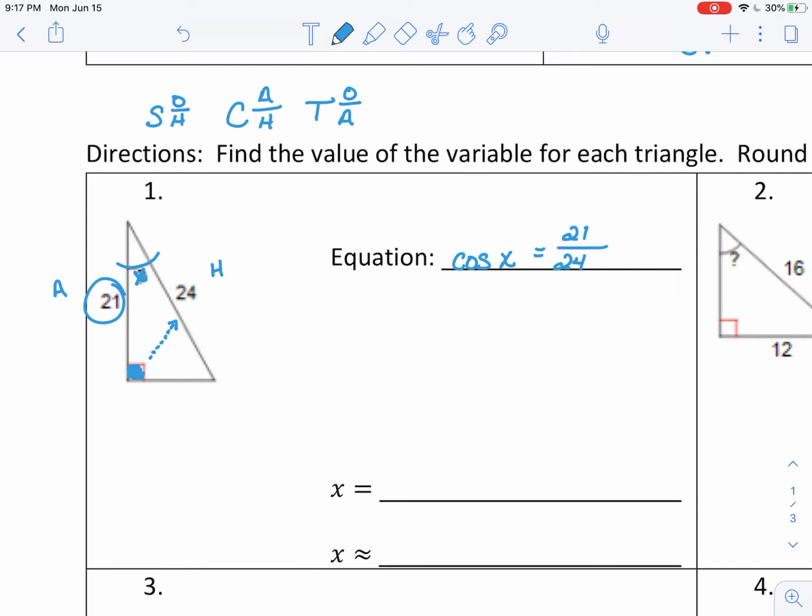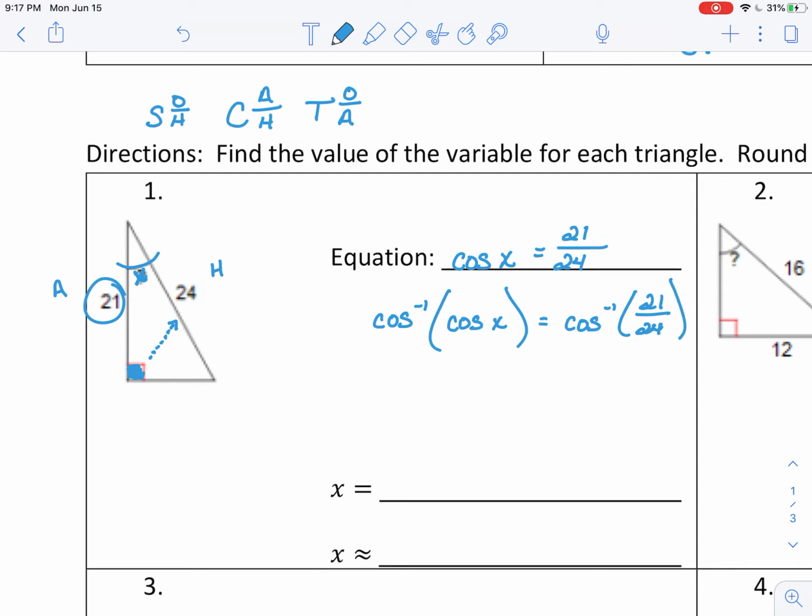So what we're essentially going to do to both sides of the equal sign is literally just called cosine inverse. So I'm going to do it to the left side of my equation, and I'm going to do it to the right hand side of my equation.